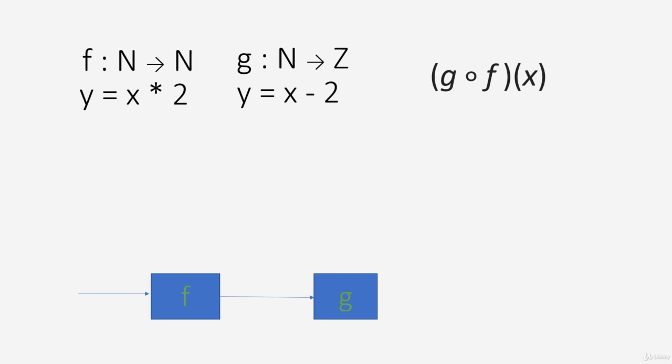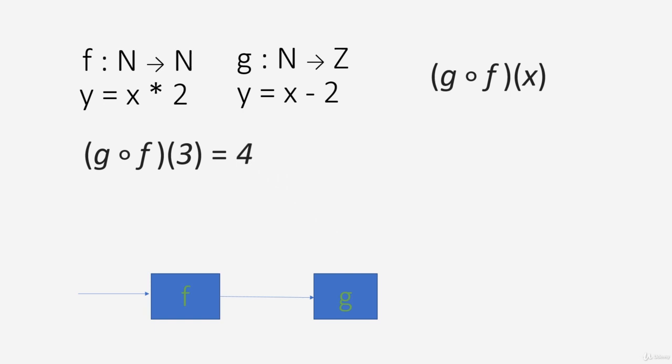So for example, when I call this with 3, I will pass 3 to f. f will return 3 times 2 because y is x times 2, so that is 6. And then I pass this 6 into g, and what does g do? Well, it just subtracts 2 from the value that you have passed. So the final result will be 4.